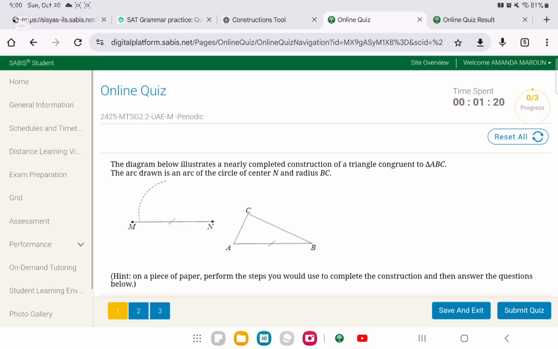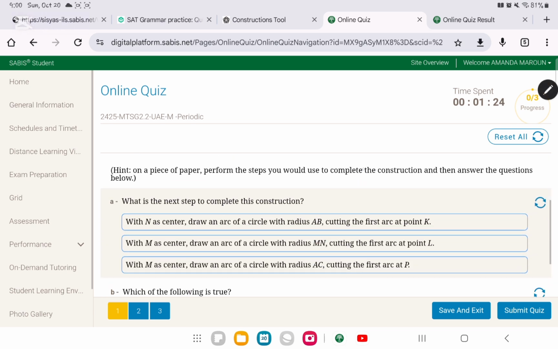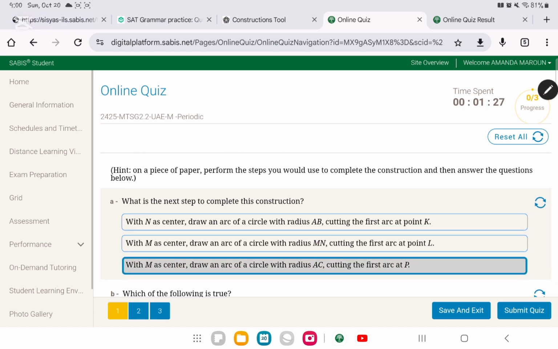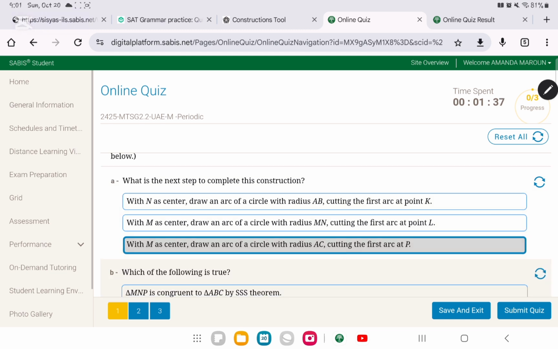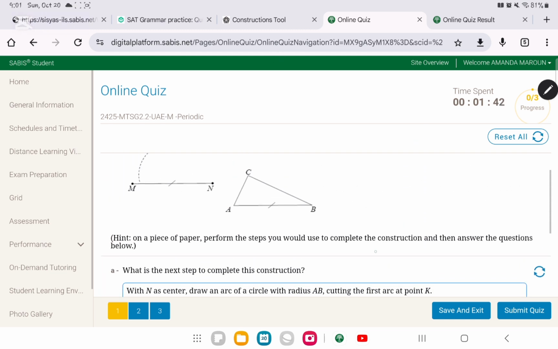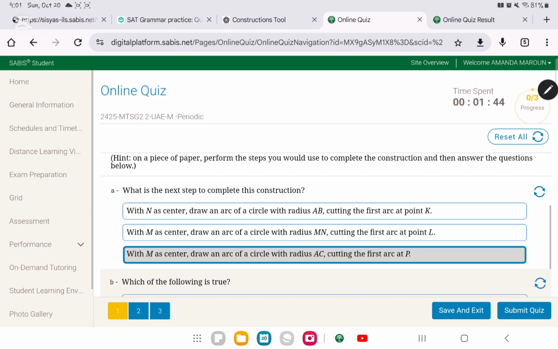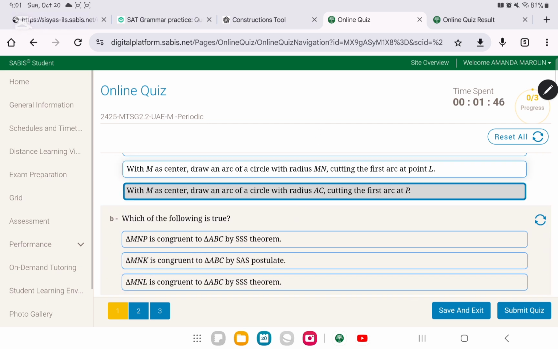And we already used center N, so definitely we're going to be using center M. With M as the center, draw an arc of a circle with a radius AC, cutting the first arc at P. So the original arc will be cut at P. Now, which of the following is true?